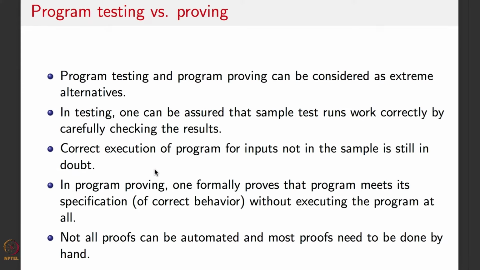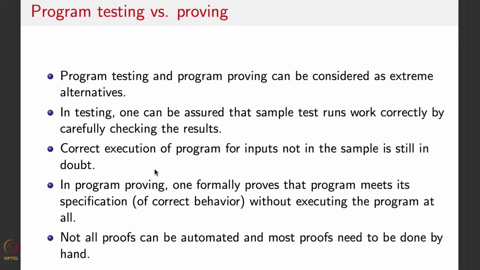Now, program testing, as I told you, is what we've dealt with in the course, testing a program. And at the other extreme is program proving, which is proving a program correct. They can be thought of as extreme alternatives. One doesn't replace the other. They both can be used together, and if you've proved a program correct, it doesn't mean that you need not test a program. If you've tested a program, it does not mean that you need not prove a program to be correct. They're complementary. In fact, they're considered as extreme alternatives.